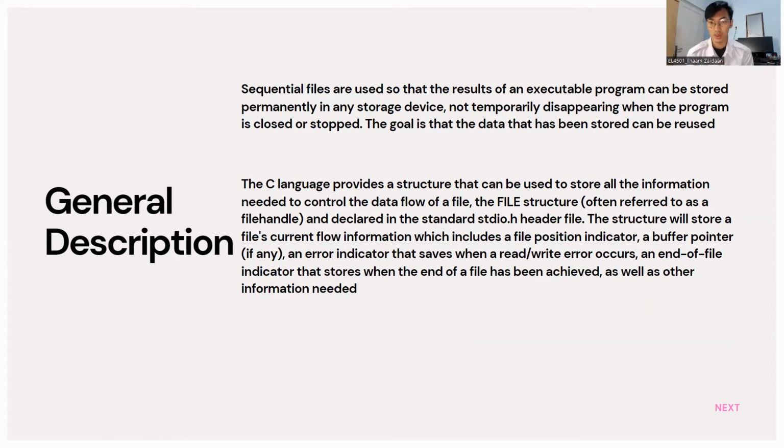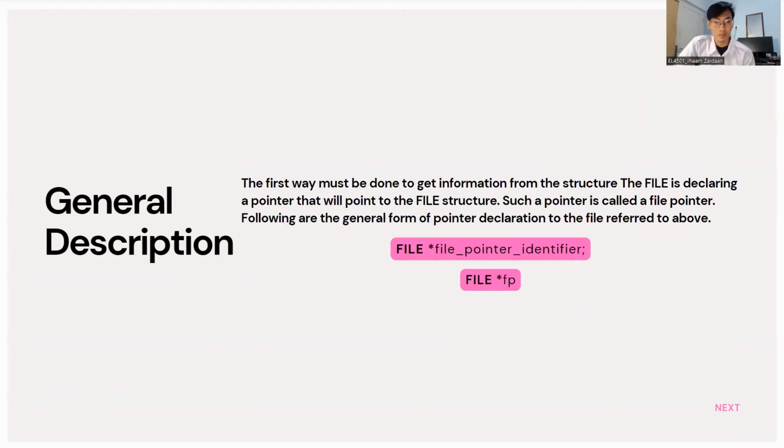The file structure, often referred to as a file handle and declared in the standard stdio.h header file, will store a file's current flow information, which includes a file position indicator, a buffer pointer if any, an error indicator that saves when a read or write error occurs, and an end of file indicator that stores when the end of file has been achieved, as well as other information needed.